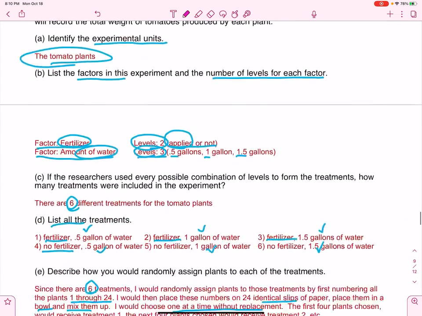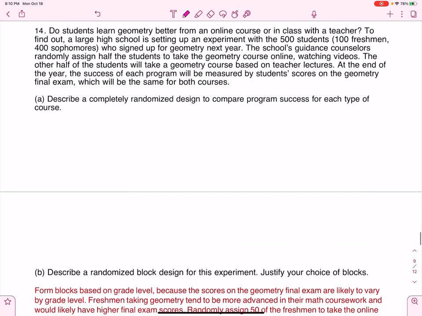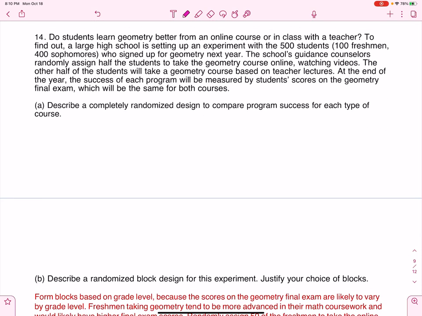Okay, so the next example we are going to look at is example 14. And example 14 is all about designing experiments. So take a moment, pause the video, read the example. Anytime I want to describe a completely randomized design, unless I'm specifically asked to show how I'm randomizing, I don't necessarily have to show the randomization itself. I just need to describe a completely randomized design.